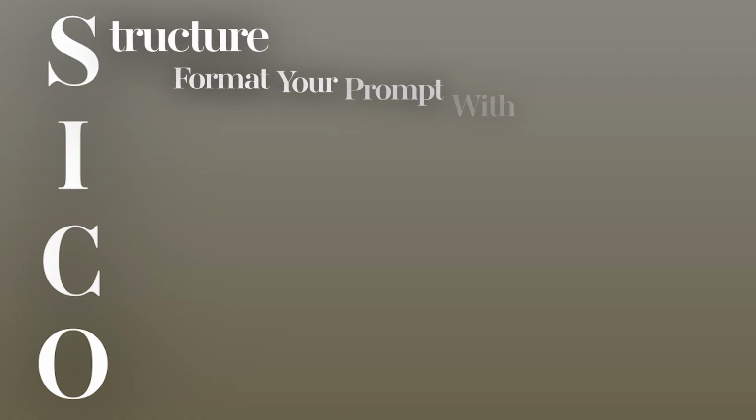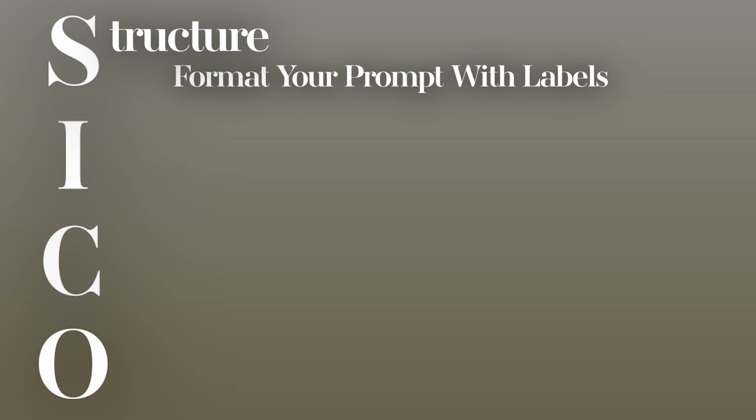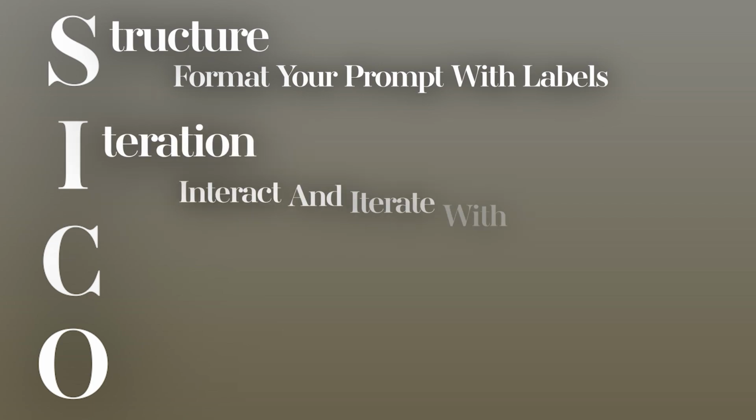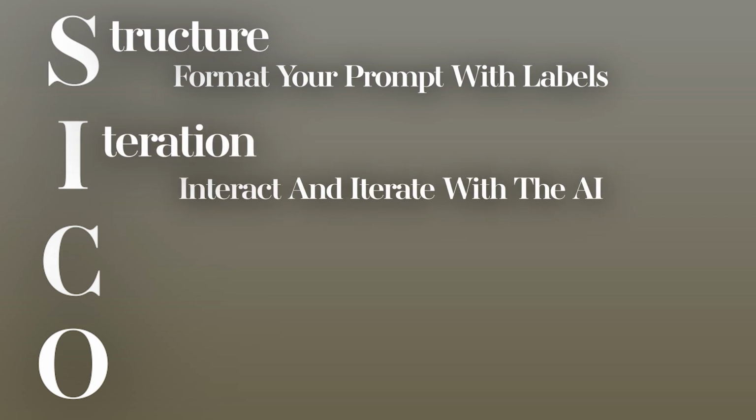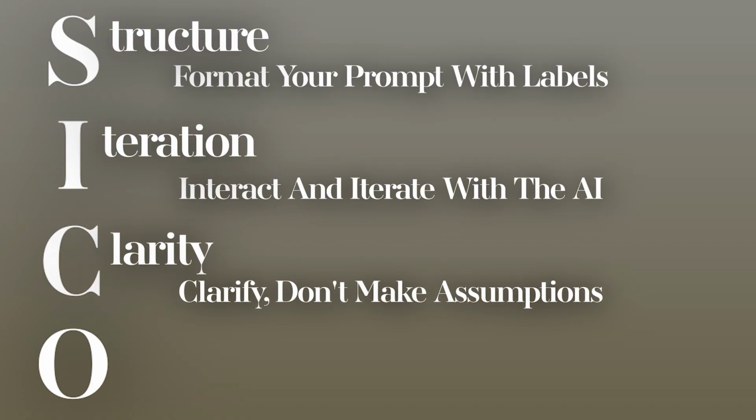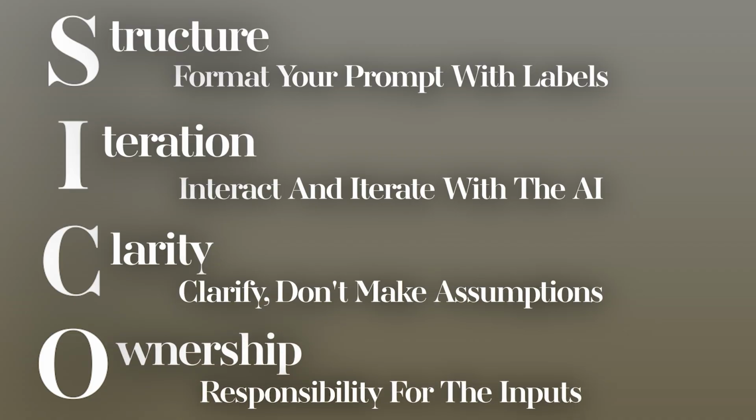So the first step to being an AI SICKO, structure. You're gonna format your prompt clearly with labels, not a messy paragraph. Iteration is where you don't expect the first output to be perfect. You need to know how to interact with the AI and iterate it until the output meets your demands. Clarity is where you're not going to make assumptions that the AI knows what you're trying to do. Instead, you're going to tell it exactly the job that is to be done, and you're going to get as detailed as possible. And O for ownership is that you are responsible for the inputs.